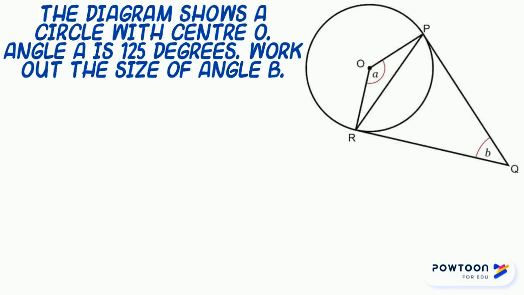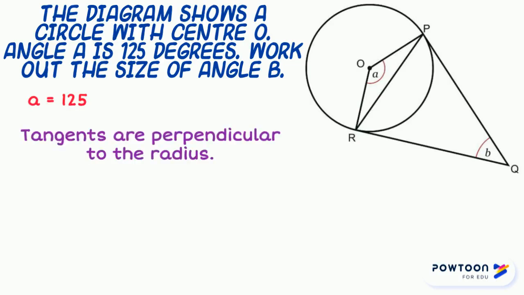In this next example, we've got a circle that's centered at O, and we're told the angle A, which is inside the circle, is 125 degrees. We want to work out the size of angle B. So first of all, we're told one angle, but we actually know three angles right now. We've got two tangents, so at R and P, we must have 90 degrees.